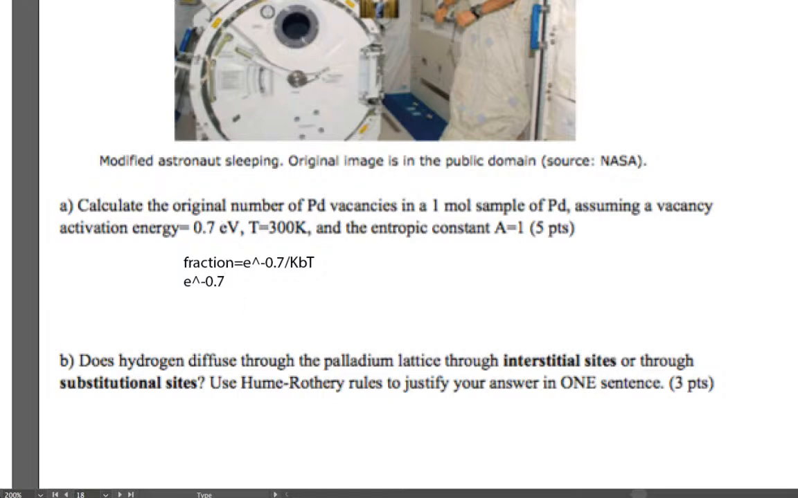Let's see. Okay. I found a fraction. Good. We just need to multiply that by 6.02 times 10 to the power 23. 1.056 times 10 to the power of 12. Oh wow. That took me a while to find the vacancies. Great.